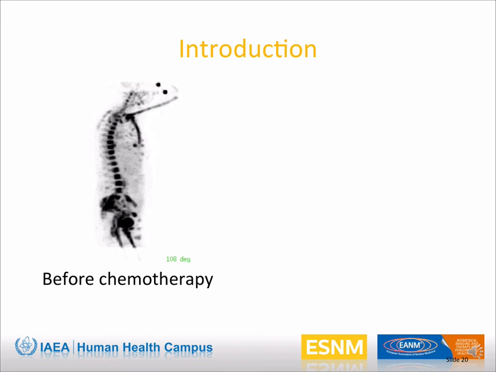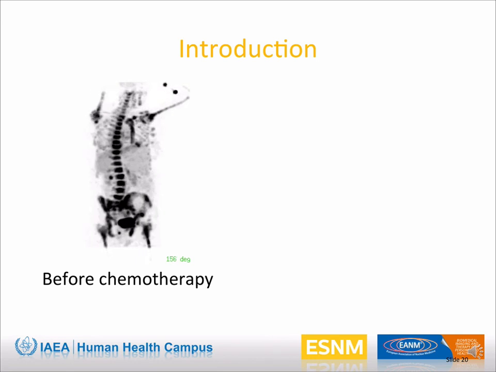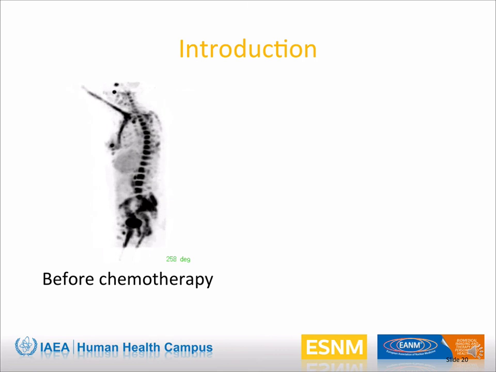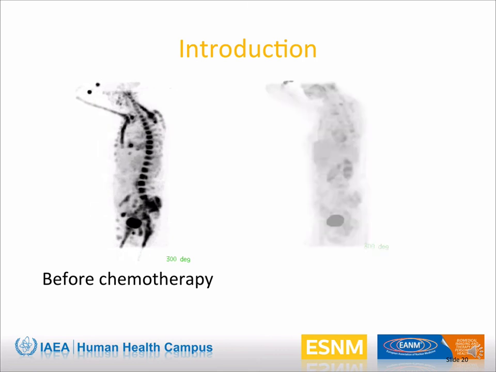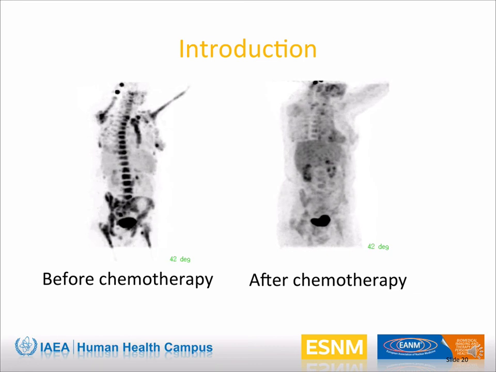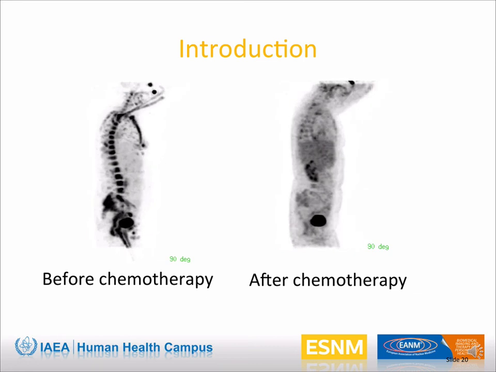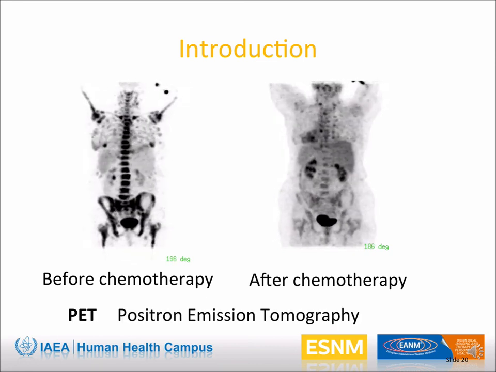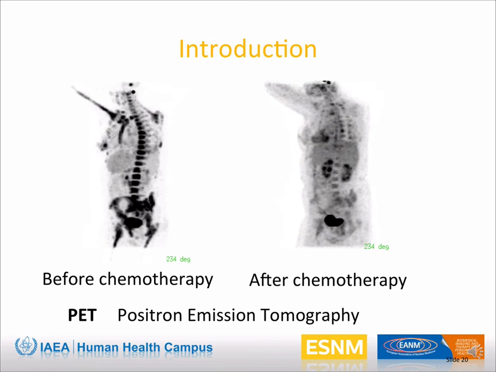And this is an image of a patient we took with FDG before chemotherapy. You can see there are a lot of bone lesions in the patient. And then we do FDG after chemotherapy. You can see the lesions are gone. So you can follow the therapy using FDG PET. And PET stands for positron emission tomography.